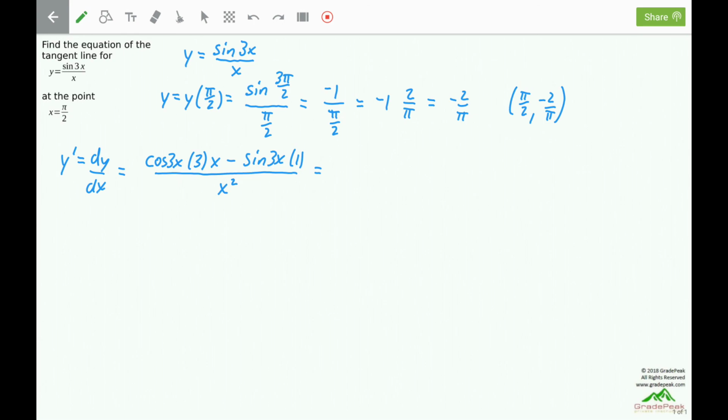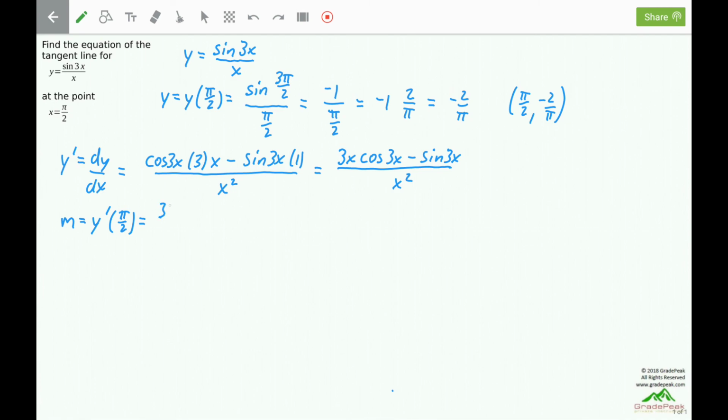Let's write this a little bit nicer before we plug in. This first term, the 3 and the x, will not be inside the cosine. They will move to the front. The other 3x is inside the cosine. They'll stay there. And then minus sine of 3x times 1. Anything times 1 is itself, all over x squared. The slope is found by evaluating the derivative at the specific x coordinate of our point. That's pi over 2.